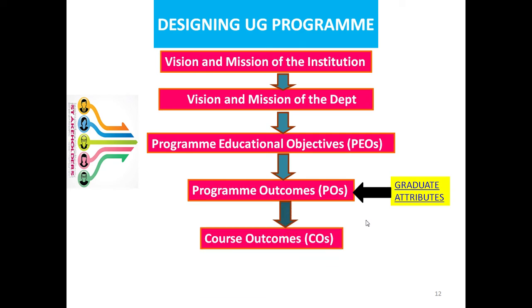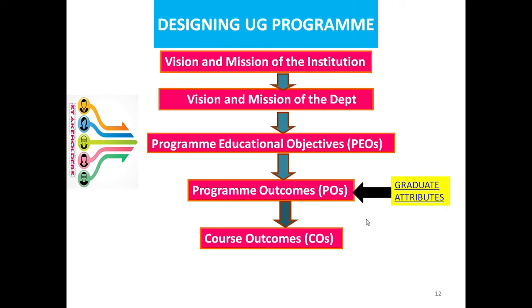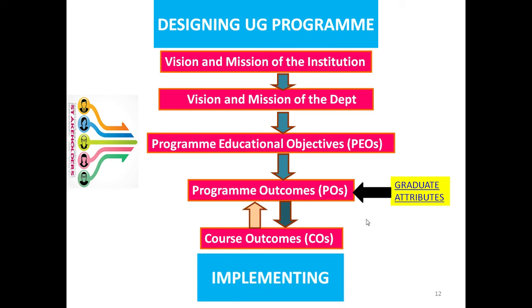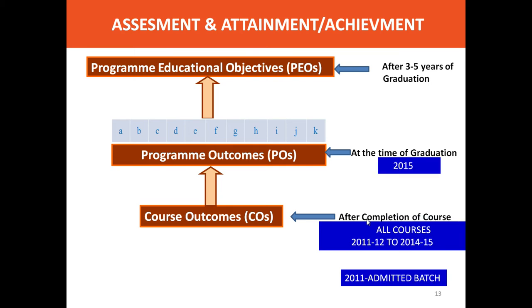Then you define the COs. To design any program, we have to follow a top to down approach, whereas for implementing we have to follow a bottom up approach. So COs, then POs, PEOs, and finally we will see whether the long-term goal is achieved or not. And when do you assess and evaluate? For example, take the 2011 admitted batch: we will assess during these 4 years, at the time of graduation, and after 3 to 5 years of their graduation, the PEOs.